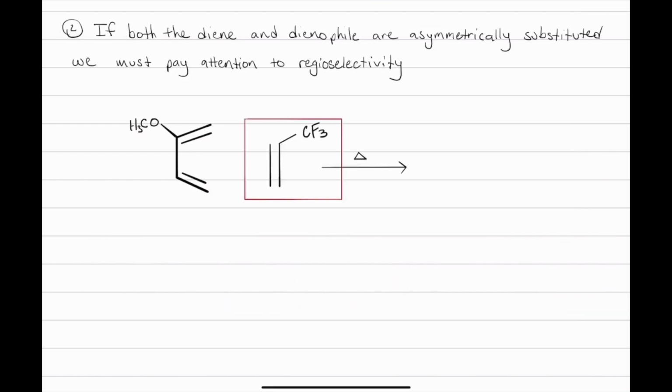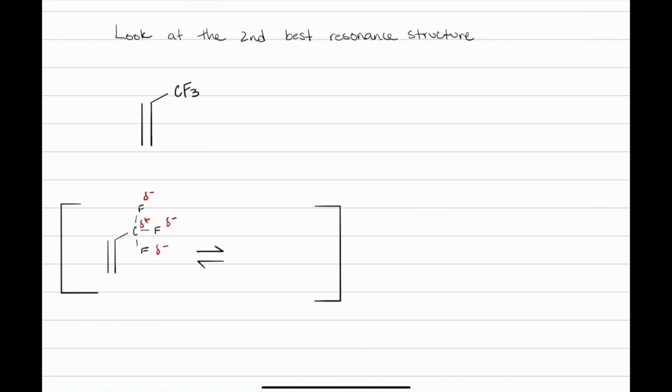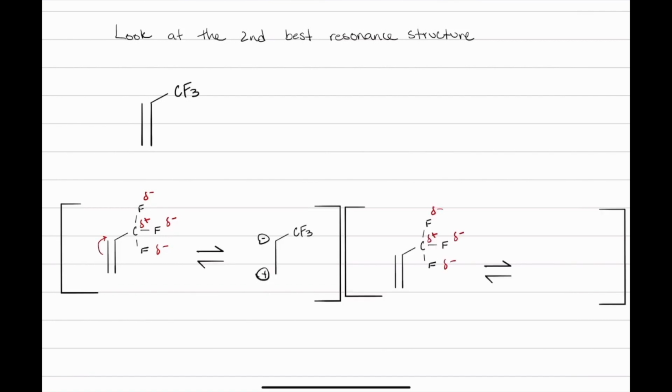Now let's take a closer look at the dienophile. How is the trifluoromethyl electron withdrawing? Those 3 fluorines on one carbon are very electronegative and pulling electrons, placing a partial positive charge on the carbon. So, when looking at the second best resonance structure, it is the one where this molecule is in a state that there is not a positive charge at the adjacent carbon. It's unfavorable to put a positive charge next to this partial positive. This molecule here is our second best resonance structure for our dienophile.